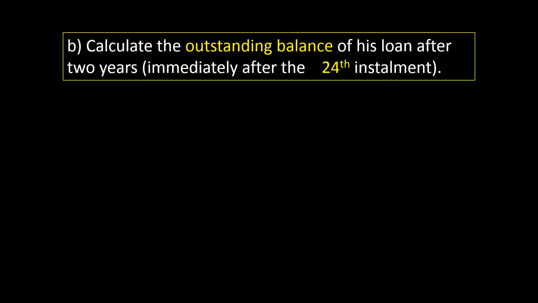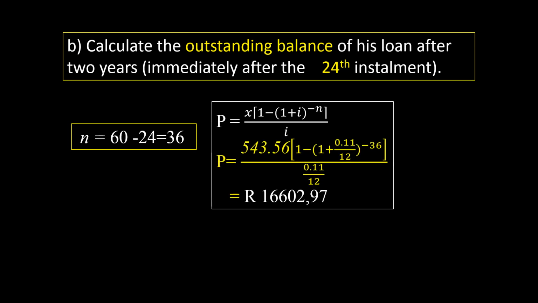Calculate the outstanding balance again. Another question for outstanding balance after the 24th installment. So total installments is 60. 60 minus 24 is 36. That is the value of N. Now what is the amount outstanding? Use the formula. N is 36. And remember that it is minus 36. So use your calculator. You get the answer.